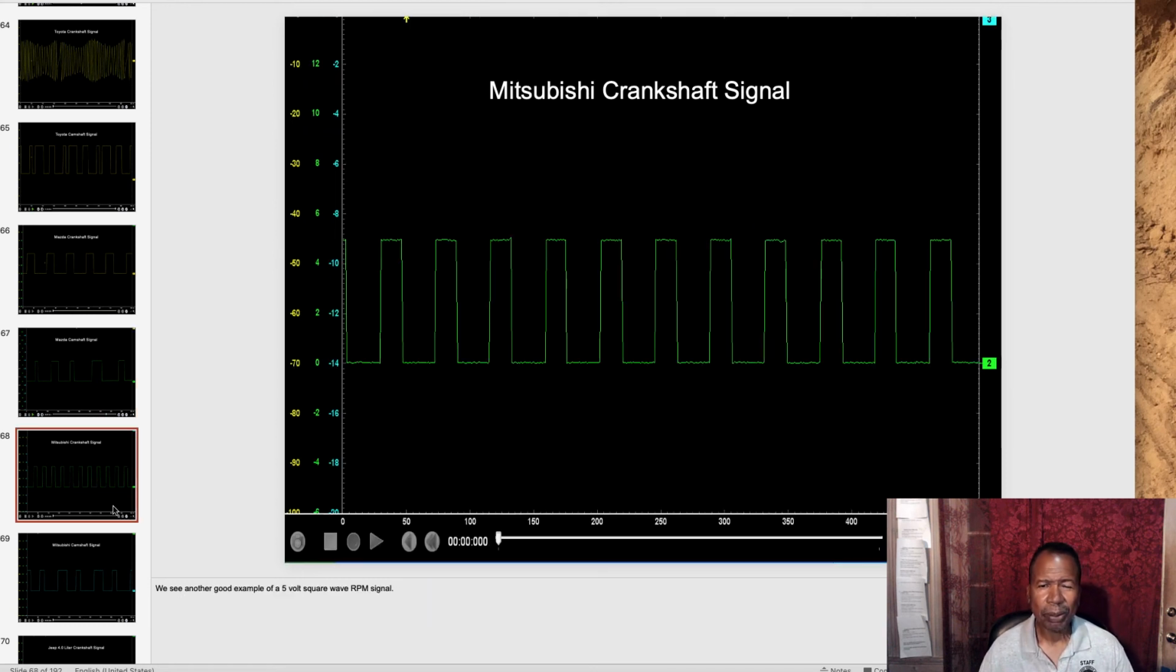Now you look at this Mitsubishi crankshaft signal. This is a normal signal. 5 volts being triggered off and on, different squirrel waves or digital signals. Nice repetitive signals. This is a Mitsubishi crankshaft signal. That's a normal waveform here.